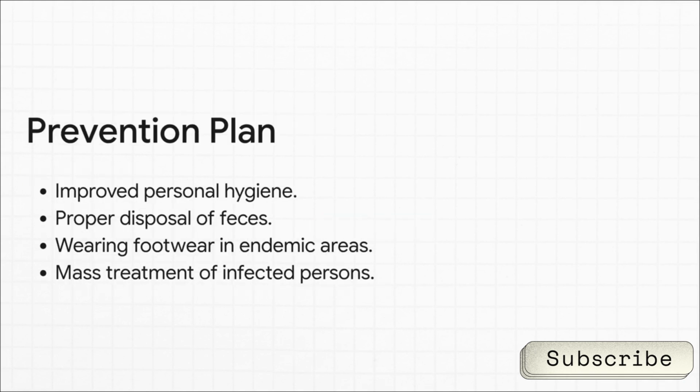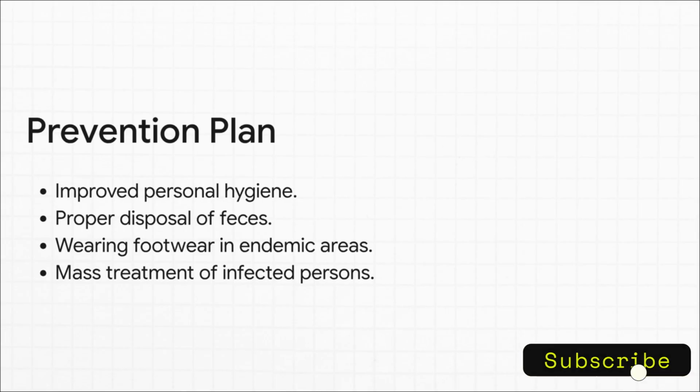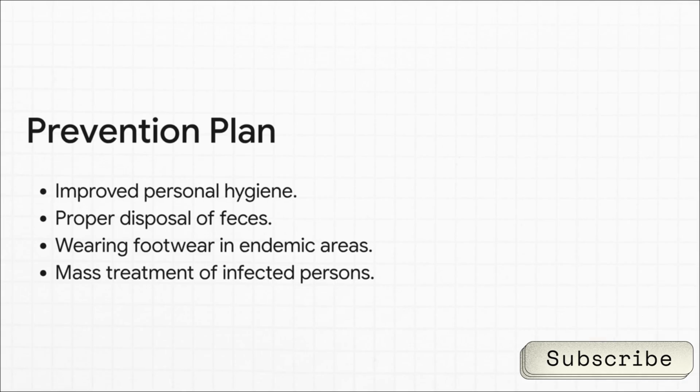And prevention, it's all about breaking that life cycle we talked about. This means things like better hygiene, proper sanitation so feces don't contaminate the soil, and a very simple but incredibly effective measure: wearing shoes. That prevents the skin penetration. Then, at the community level, mass treatment helps bring down the whole reservoir of infection.